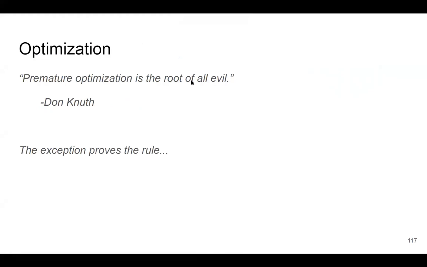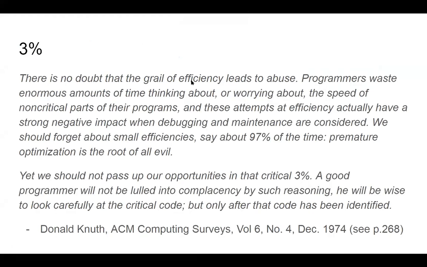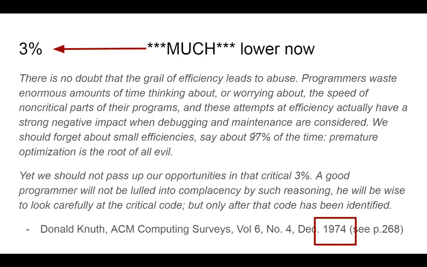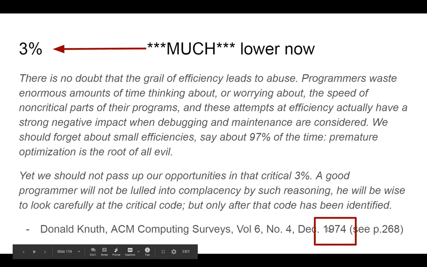Moving on to the optimization part. So this is the quote that everybody knows. The actual quote is much longer and more sophisticated. It talks about how it's the root of all evil like 3% of the time, and 97% of the time it's premature optimization. What I'll point out is that this whole quote comes from 1974.